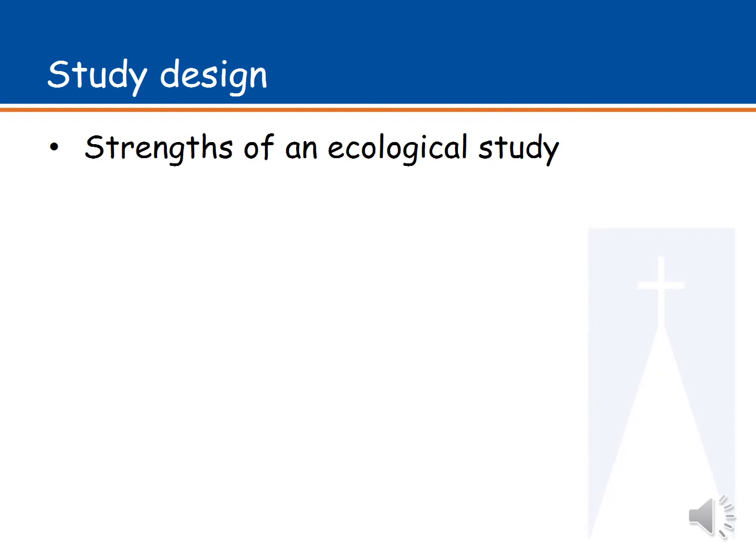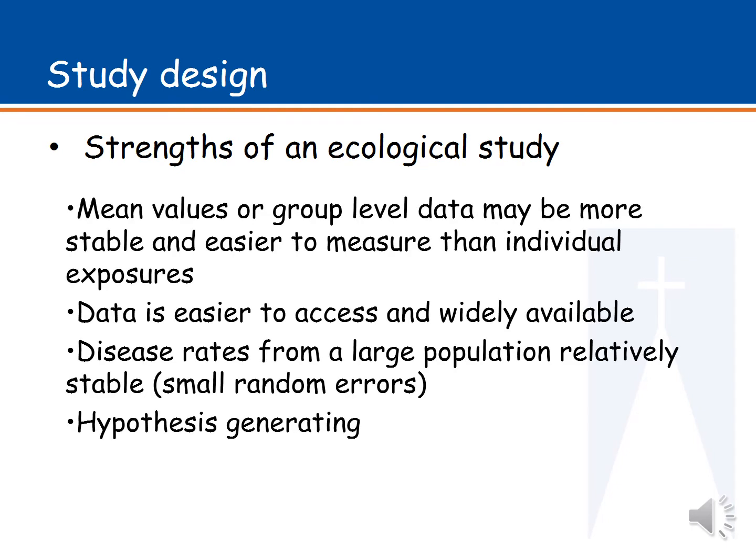There are a number of concerns related to an ecological study because we don't actually know if the individuals who are exposed in what we're measuring are actually the individuals who get the outcome that we're measuring, because everything is kept at the group level. In spite of this, there are a number of strengths of an ecological study, and that is that some of the group level data is actually more stable and easier to measure than individual level exposure. So if you're talking about mean per capita intake or group level data in terms of policies, that's information that is best taken at the group level.